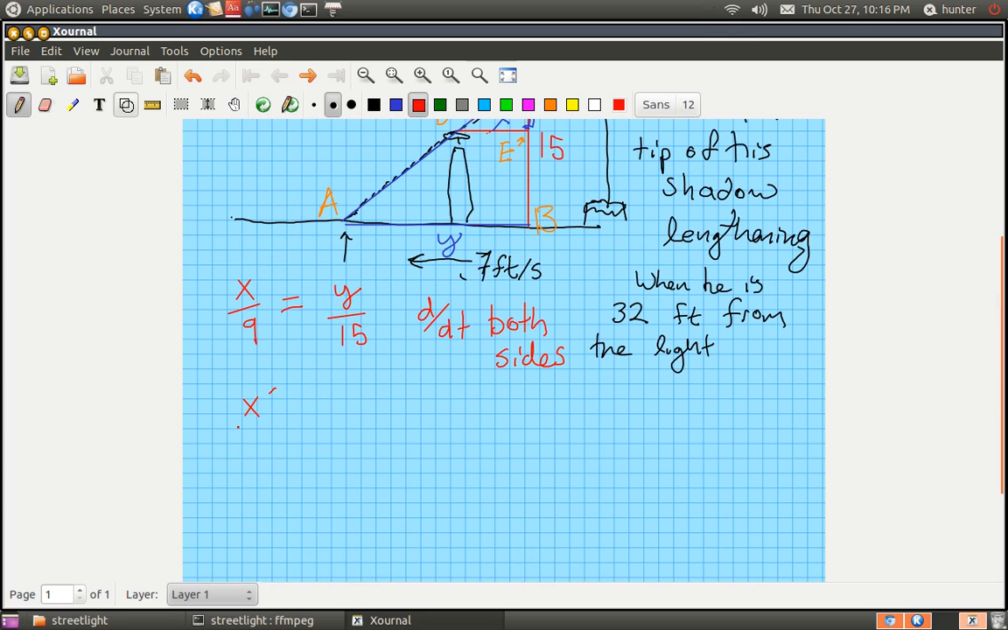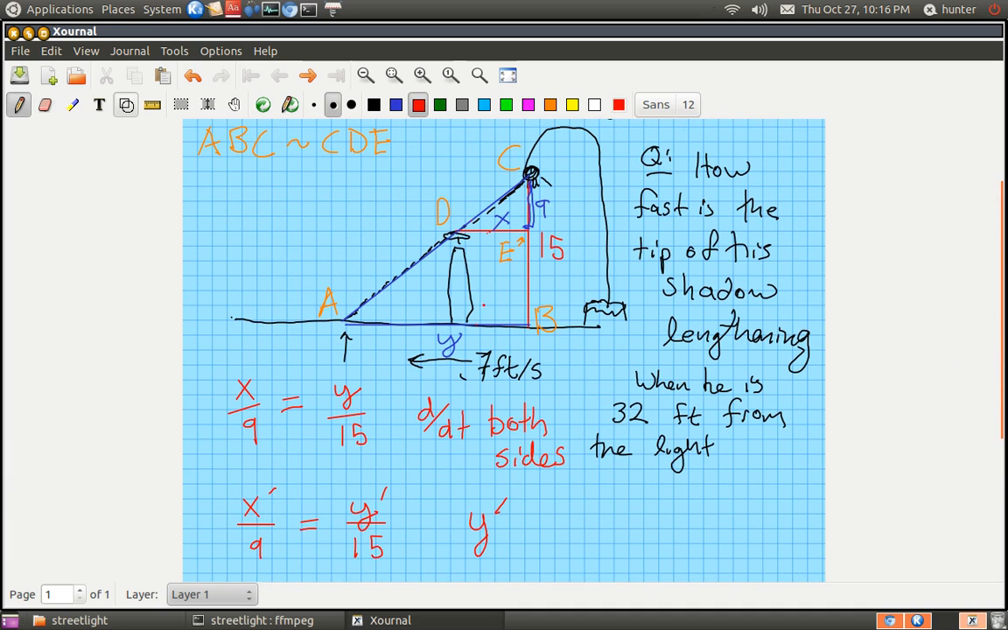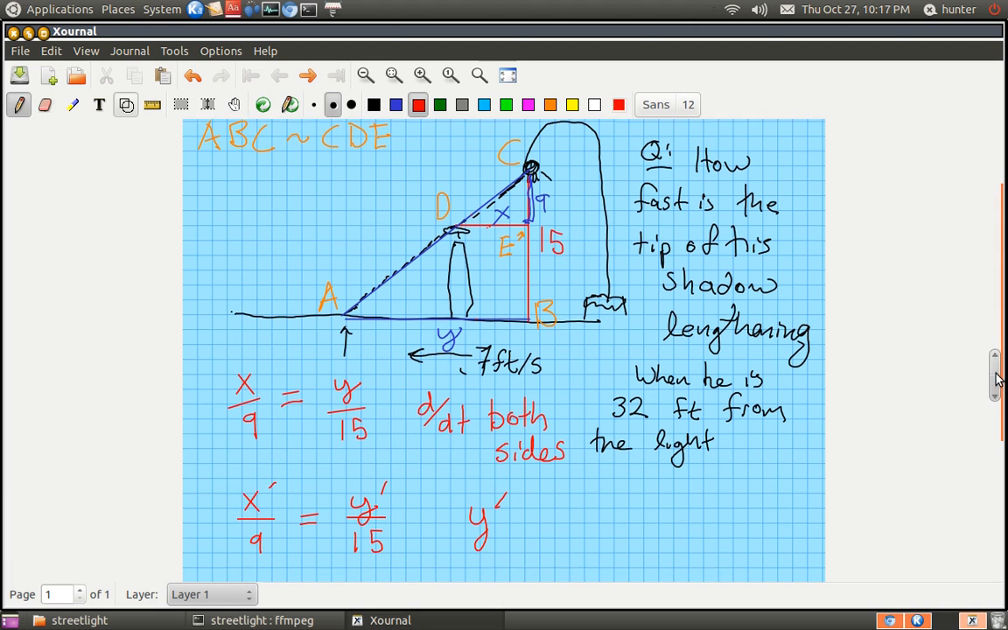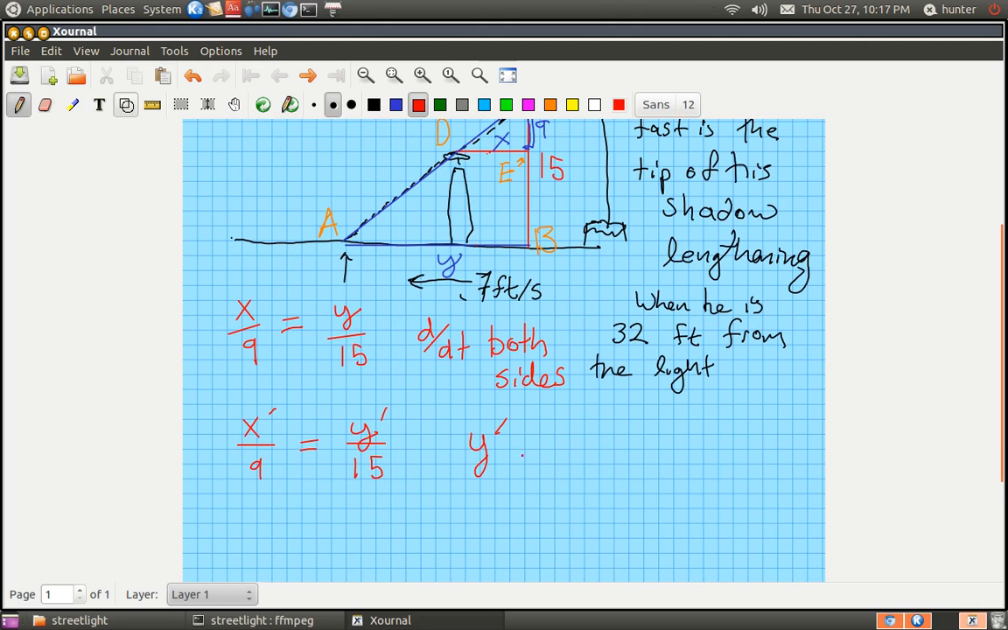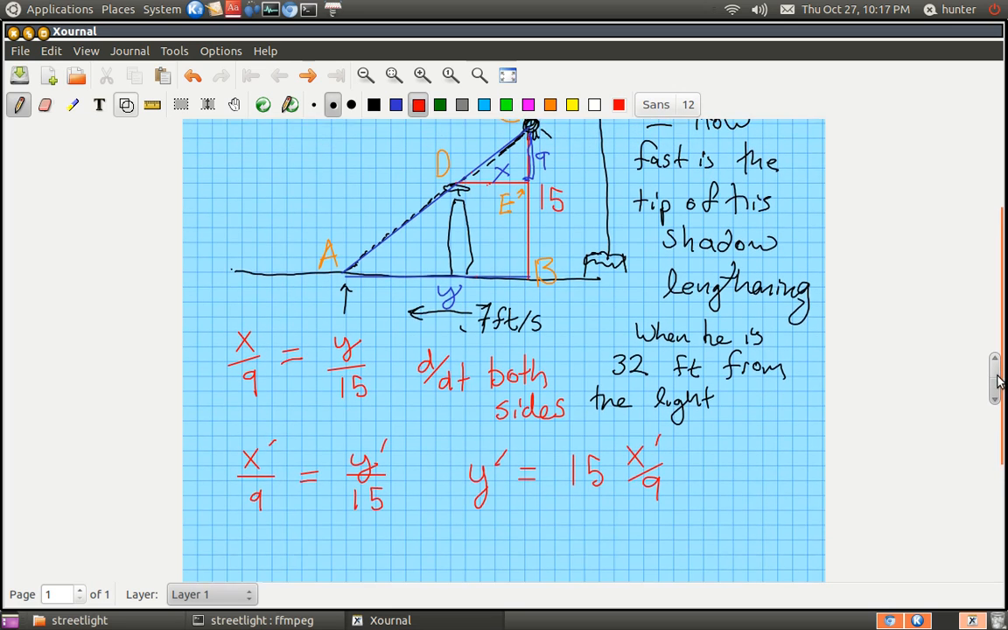You just get x prime over 9 is equal to y prime over 15. Actually, I guess 32 turns out not to matter for this problem. So let's think about what we're seeking. We're seeking y prime, because y prime is the rate at which y is increasing, and that is the length of the shadow, which is exactly what we want to know. So we should solve for y prime. That is 15 times x prime over 9. And we'll be done as soon as we can find x prime.